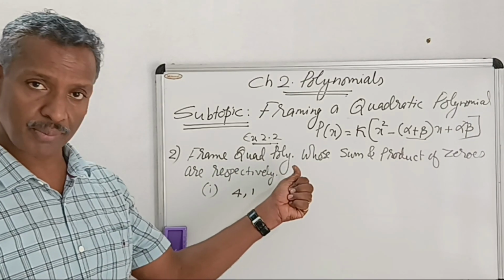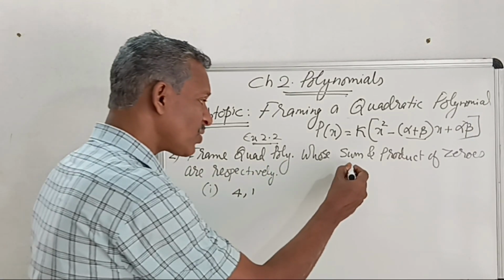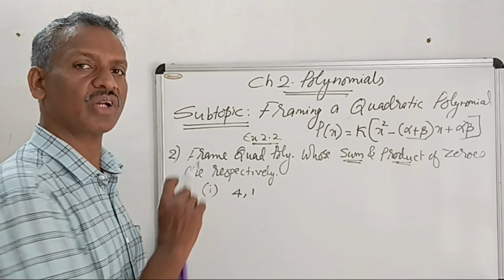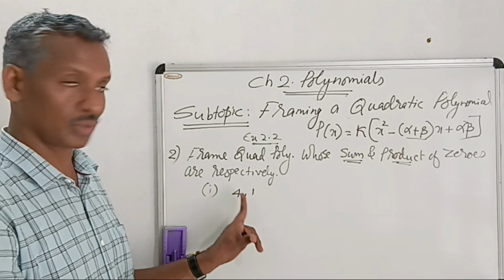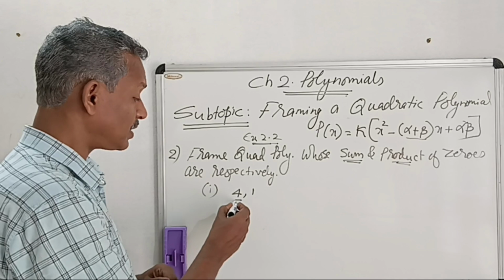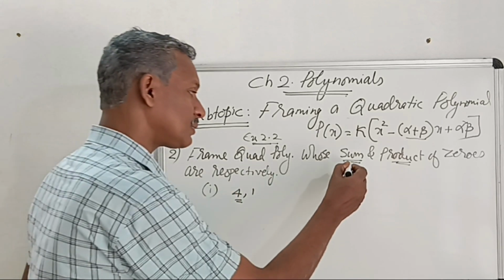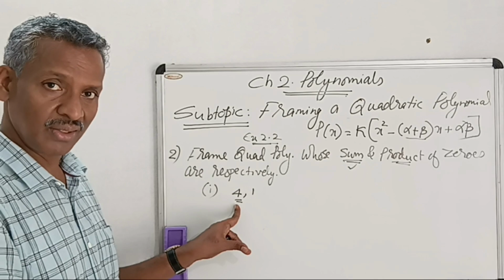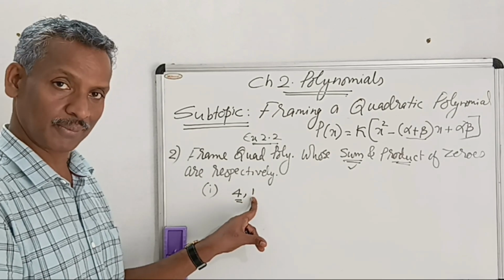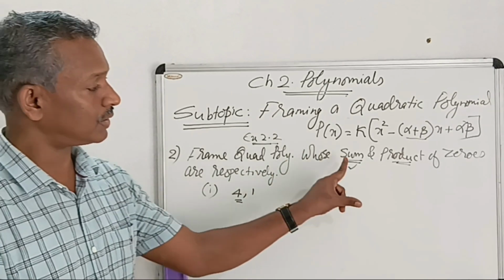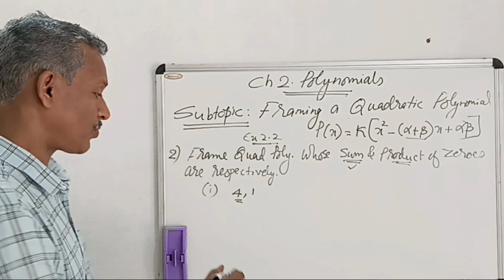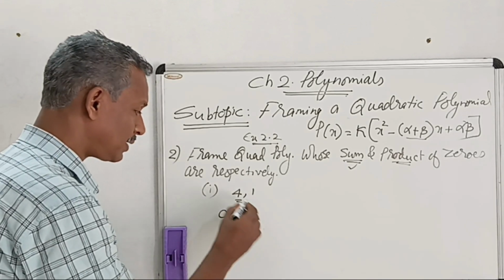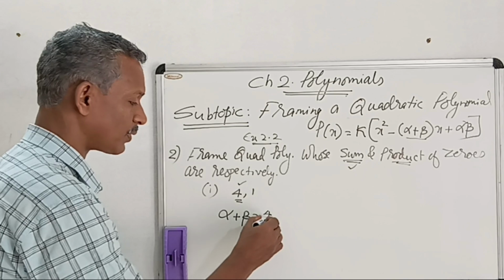Frame a quadratic polynomial whose sum and product of zeros are respectively 4 and 1. They are not the zeros. The first number which is given here is the sum of zeros. So we should not take this as alpha, we should not take this as beta. What is the first number? First number is sum of zeros. So we can write, it is not alpha, it is alpha plus beta is the first number, it is 4.